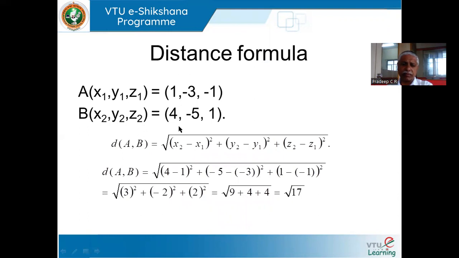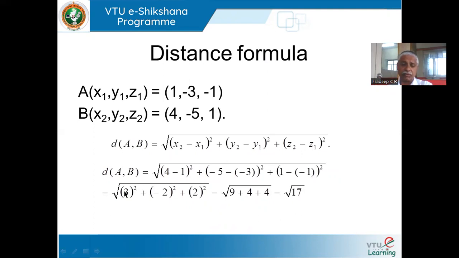So X2 minus X1, 4 minus 1. So I'll write that 4 minus 1 whole square. Y2 minus Y1, minus 5, minus minus 3. Please note here, many children make mistakes here. You have to take this minus whatever is here. So here it is minus 5 and here it is minus 3. You're just plugging in the values for Y2 and Y1. Similarly, for Z2 minus Z1, 1 minus minus 1 whole square. That is what we need to do.